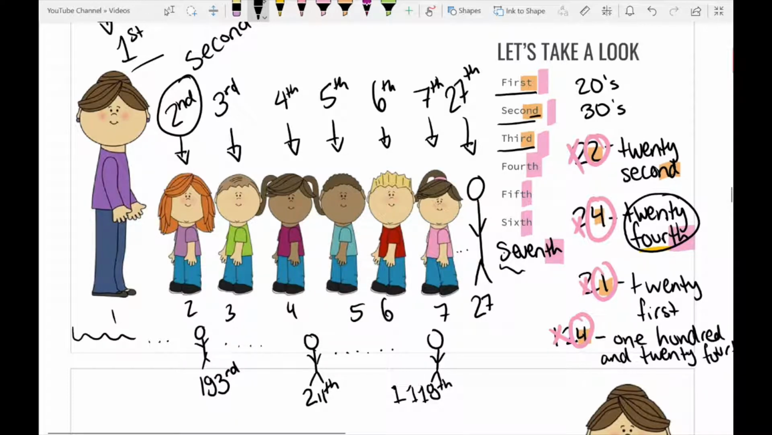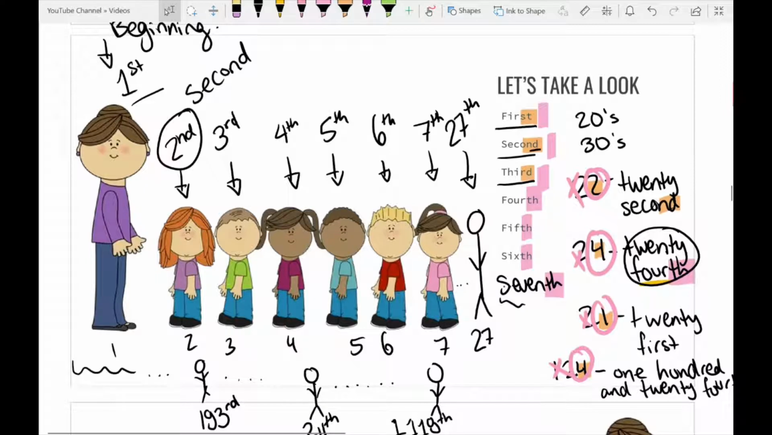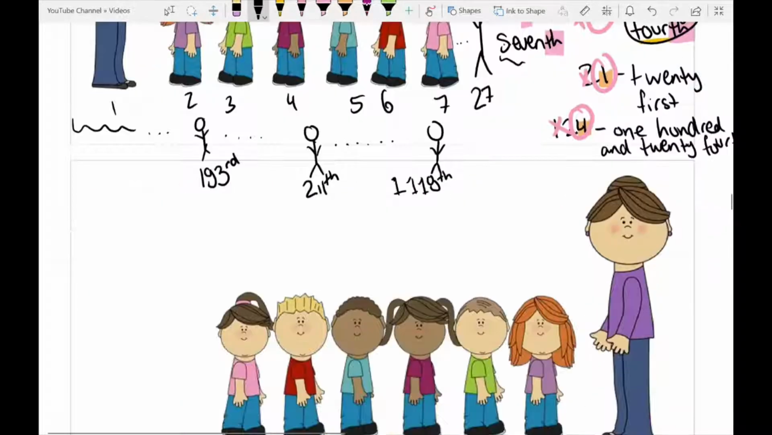Okay, that's the end. So let's take a look at these. These are kind of in a list order. So really just make sure you're paying attention to the first, the second, the third, and if there's anything in the teens, so 11, 12, 13. Make sure you're really paying attention to those. Okay, so let's continue on here.